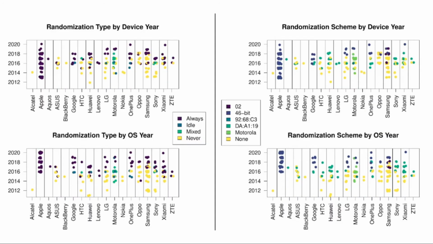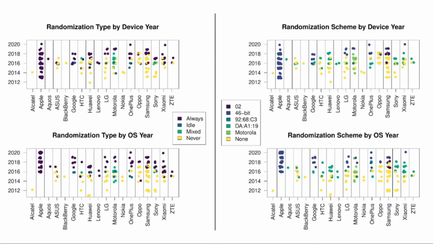On the left here are our results. We have randomization type, which is whether or not the randomization is consistent. On the right, we have the scheme, which is the bitwise structure. So you can see some of these schemes only appear in certain manufacturers. DAA19 is kind of spread around. That's that dark green. 46-bit is the emerging consensus. That's concentrated on the top.